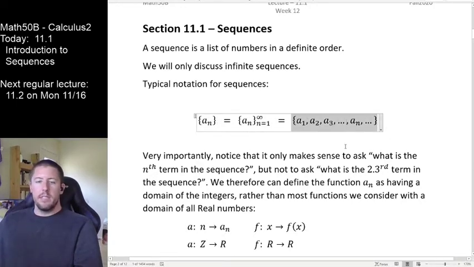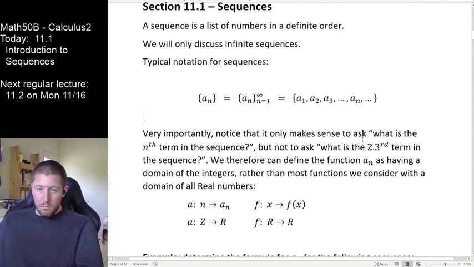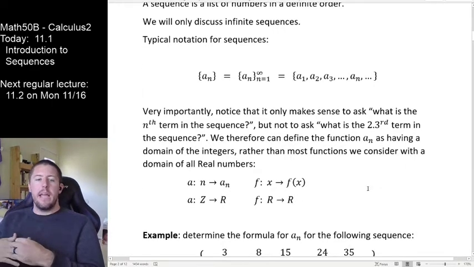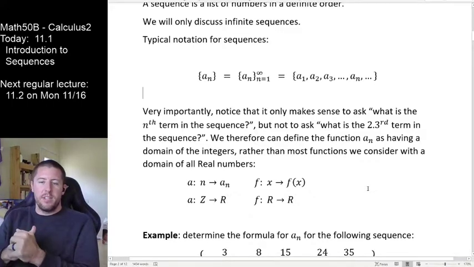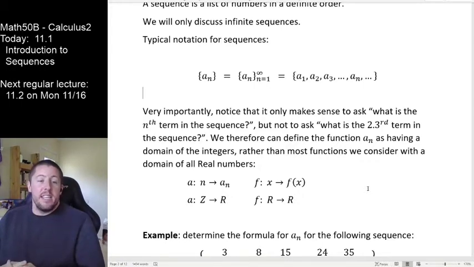And in general, this is how we can notate our list, just a comma separated list. It's the first term in the sequence, the second term, the third term, the nth term in the sequence, but it keeps on going. Remember, any sequence is technically an infinite sequence unless you specifically say that it's not, and therefore that dot dot dot at the end is indicating that this pattern will continue forever. Very importantly, notice that it only makes sense to ask what is the nth term in a sequence, but not what is, for example, the 2.3 term in a sequence. This a sub n sequence is sort of like a mapping with the integers being the domain. We can only ask what's the first, the second, the third. I can't look for a term that's in between those two.